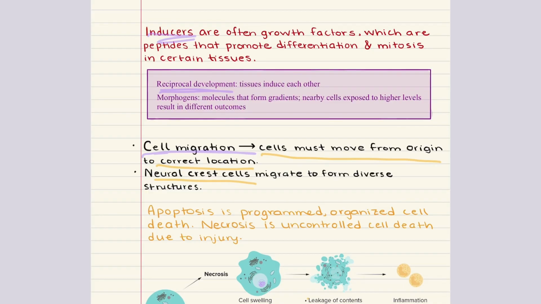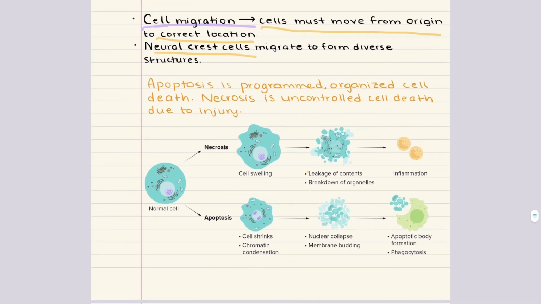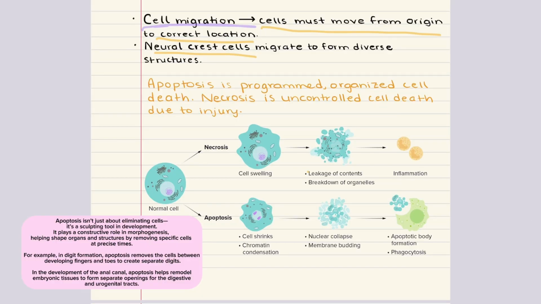Next, I want to talk about what happens when cells die. That means we need to distinguish between apoptosis and necrosis. Apoptosis is a form of programmed cell death. It's highly organized and it's essential for proper development. During apoptosis, the cell shrinks, its DNA condenses, and it breaks apart into smaller fragments called apoptotic bodies. These are then cleared away by immune cells through a process called phagocytosis without causing inflammation. This helps sculpt tissues during development, and it eliminates damaged or unnecessary cells.